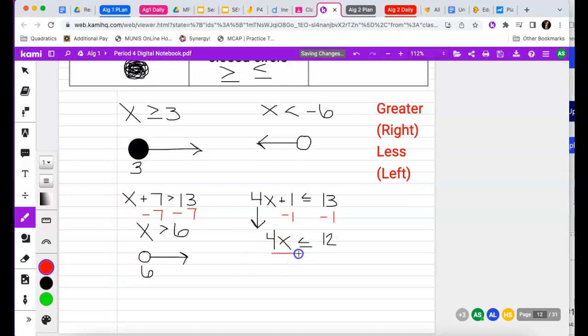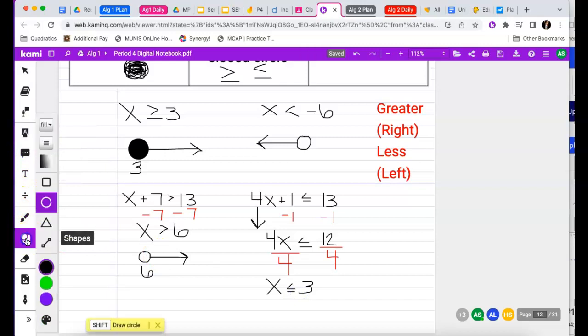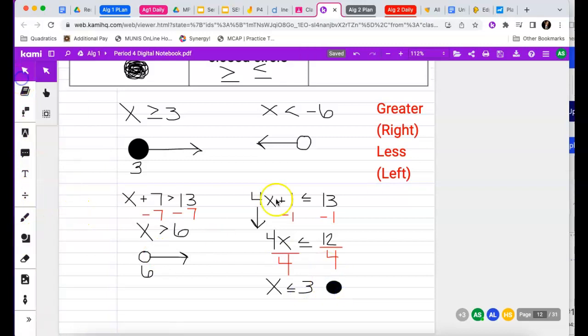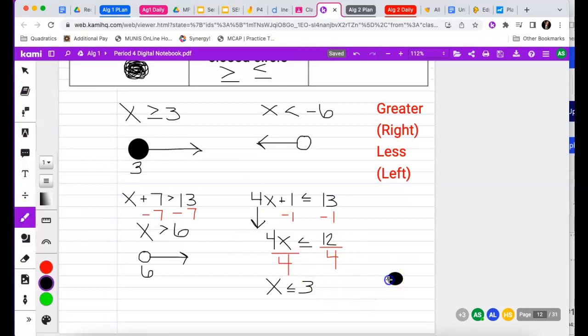One last step, I need to divide by 4, and 12 divided by 4 means that x is less than or equal to 3. So since I have a closed circle, I'll color in my dot this time, and anything that is less than 3, we're going to draw our arrow to the left.